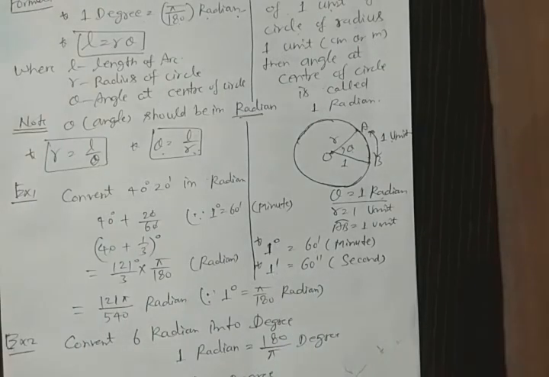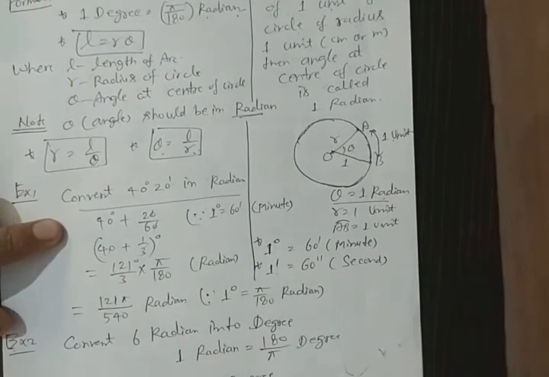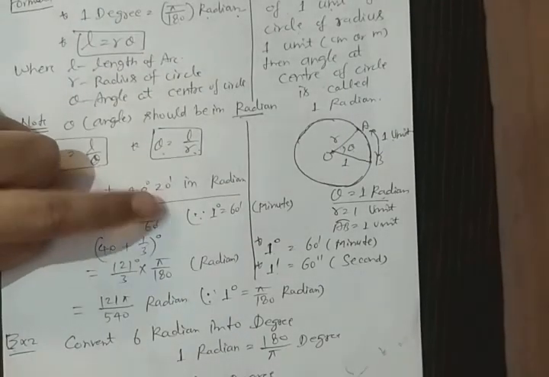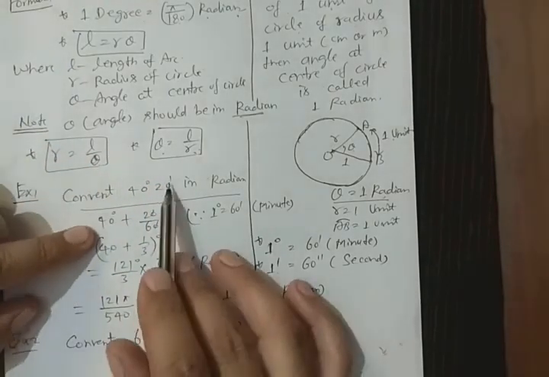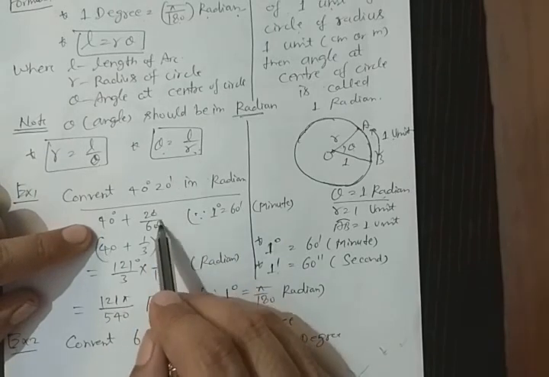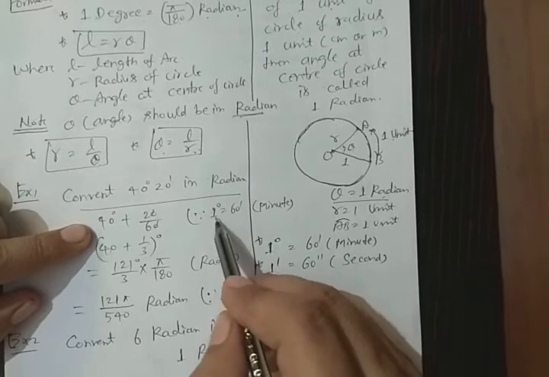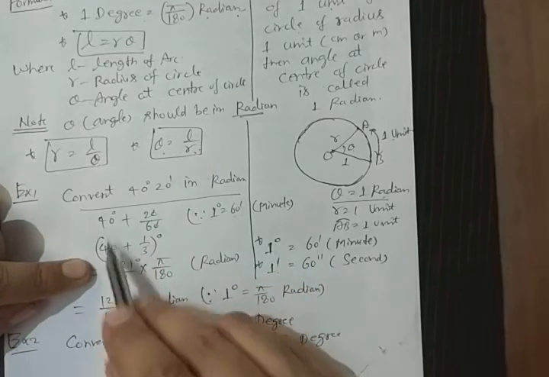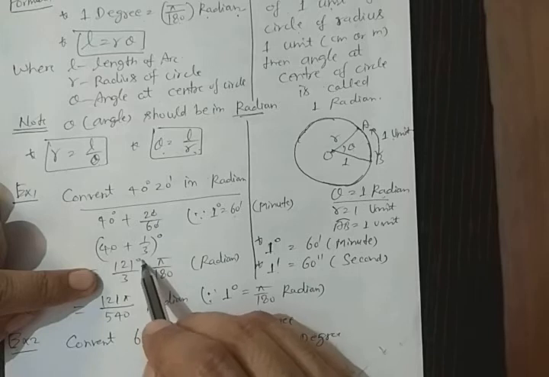So the first example is: convert 40 degrees 20 minutes into radians. First we change 40 degrees 20 minutes completely into degrees. So 40 degrees plus 20 upon 60, as 20 minutes converts into degrees. We divide by 60, since 1 degree is equal to 60 minutes. If we convert minutes into degrees, we divide by 60. That is 40 plus 1 upon 3. So it becomes 121 upon 3 degrees.